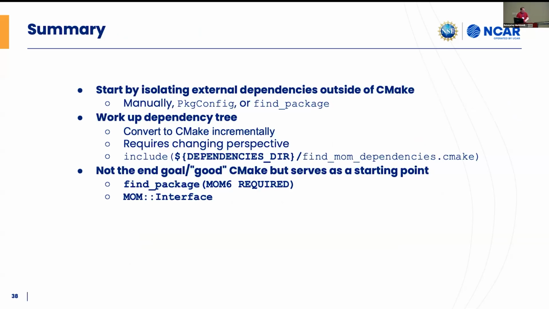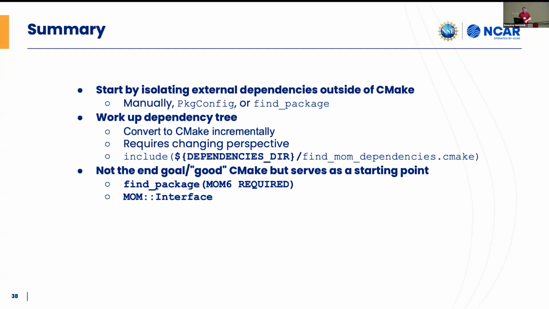So in summary, you can isolate your dependencies manually. Ideally, you can use package config. If you can, use find_package like we did for PFUnit. But you want to try to isolate yourself as much as possible so everything downstream can use modern CMake. And then this way, you can start to incrementally convert anything downstream to use CMake. And now you can have that discussion, how do we push this upstream? It does require changing your perspective a little bit. Will it do everything that your custom build infrastructure does? Probably not, but it probably has an alternative.